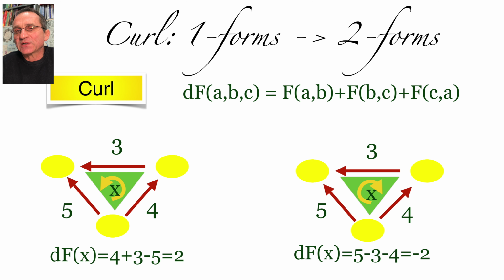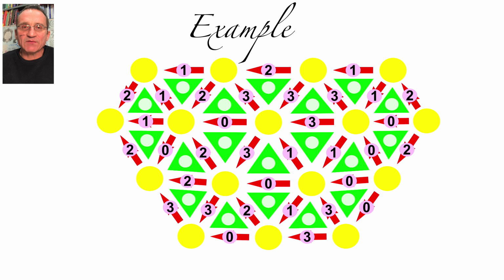That's the value for that triangle x. That's df of x. And on the right-hand side, the orientation of the triangle is different. So we have 5 minus 3 minus 4. So that's just the opposite value.